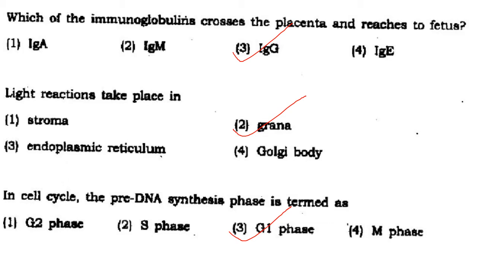Next one. Light reaction takes place in option 1 stroma, 2 grana, 3 endoplasmic reticulum, 4 Golgi bodies. Answer is option 2, grana.